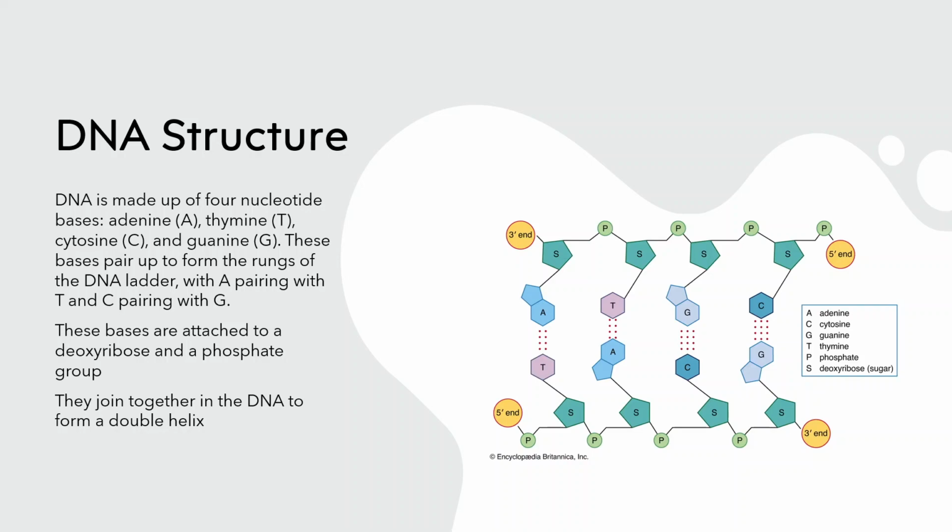And one of the most important parts is looking at the bases, as there are four nucleotide bases that can be found in DNA, which are adenine, or A, thymine, T, cytosine, C, and guanine, G. These bases pair up to form rungs of the DNA ladder, A pairing with T, C pairing with G. And these bases are attached to deoxyribose and the phosphate group. And together, they form a double helix.